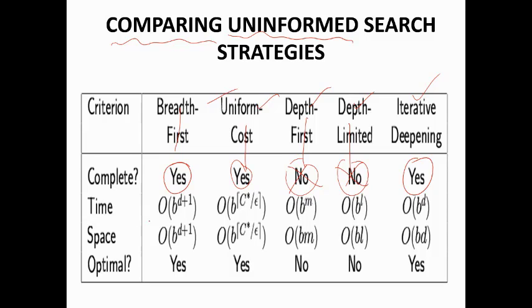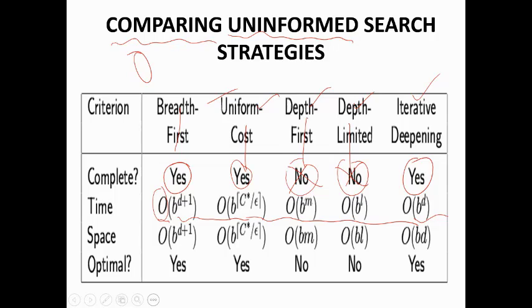Next is time consumption. We represent most of the algorithms using an algorithmic efficiency factor, which is called big O. This is a measurement of an algorithm's performance and efficiency. So we measure the efficiencies of algorithms in terms of big O, using B to the power D plus 1, and so on. These are some of them. If you wish, you can compute it, but the computation is quite long.